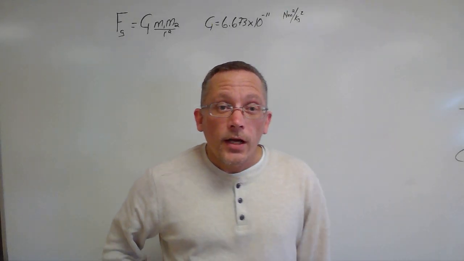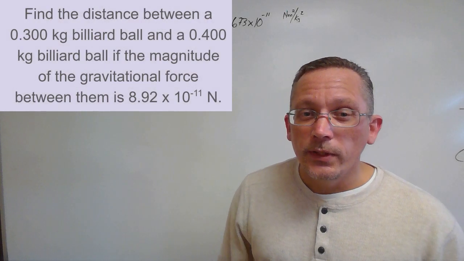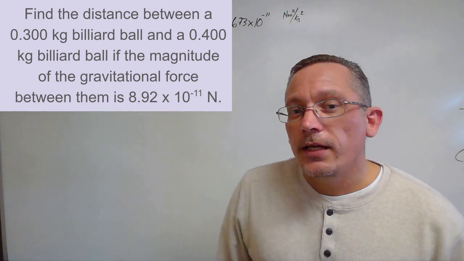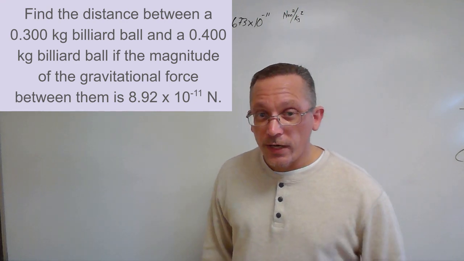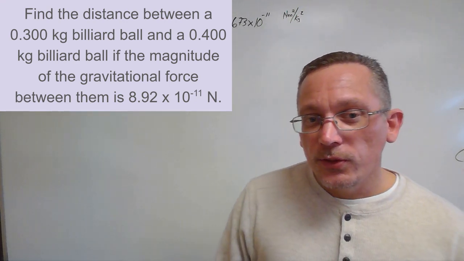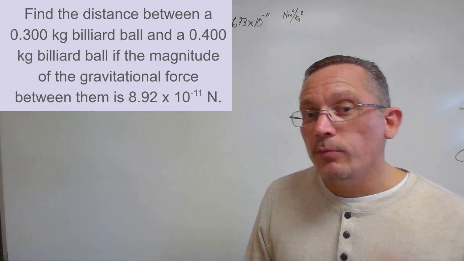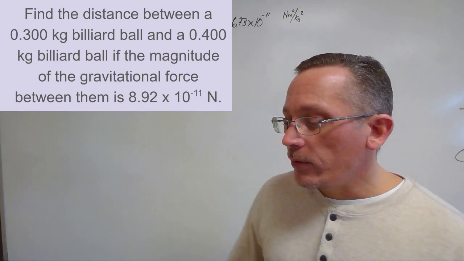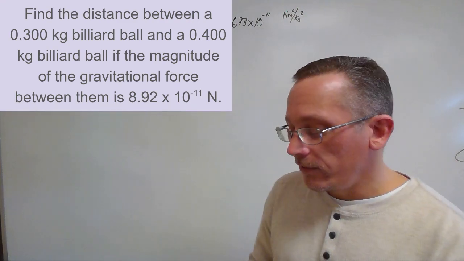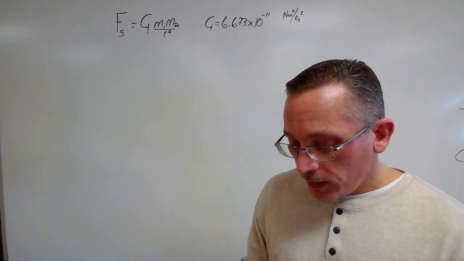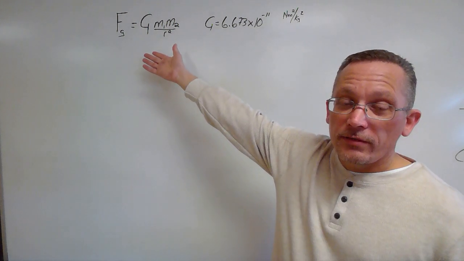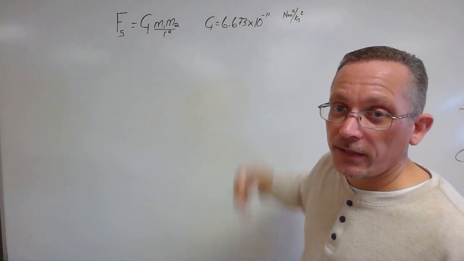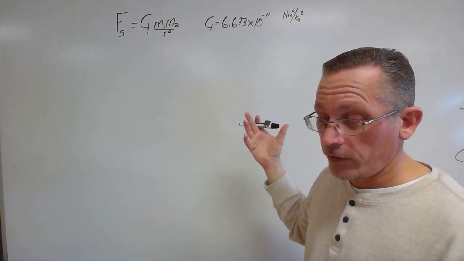Having a look at the example here, it says, find the distance between a 0.300 kilogram billiard ball and a 0.400 kilogram billiard ball if the magnitude of the gravitational force between them is 8.92 times 10 to the negative 11th newtons. Notice how small that force is, 10 to the negative 11th. That's tiny. Okay, so I have my law of gravitation here, and I know G is 6.673 times 10 to the negative 11th newton meter squared per kilogram squared.